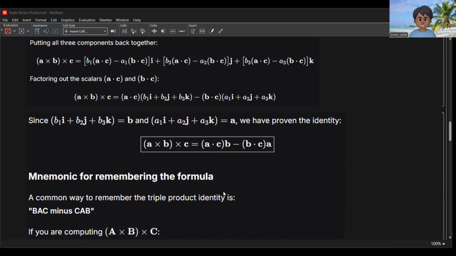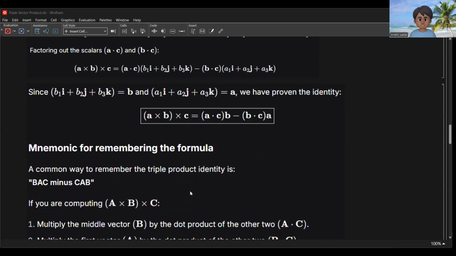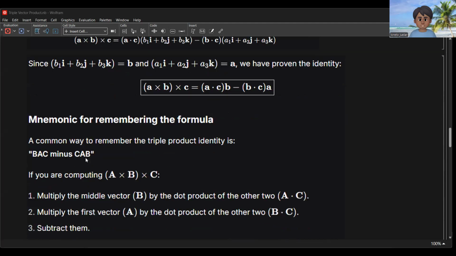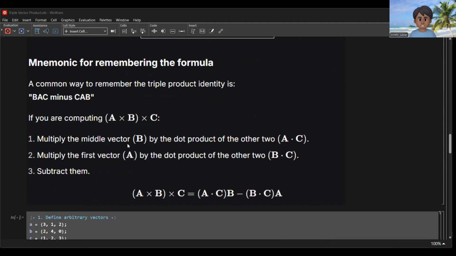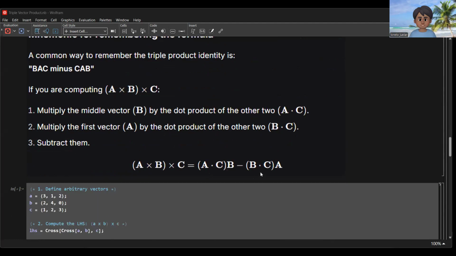Now, a mnemonic for remembering the formula. A common way to remember the triple product identity is BAC minus CAB. If you are computing A cross product with B, cross product with C, multiply the middle vector B by the dot product of the other two, A dot C. Then multiply the first vector here by the dot product of the other two, B dot C. Subtract them. So we have this.